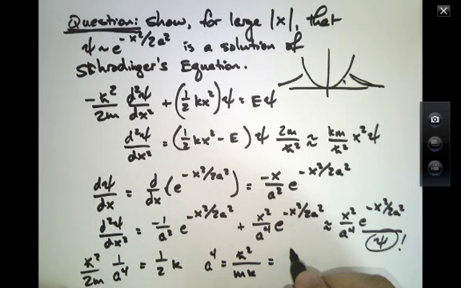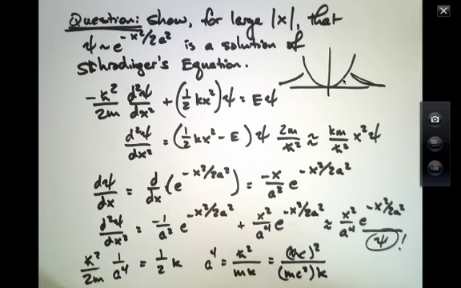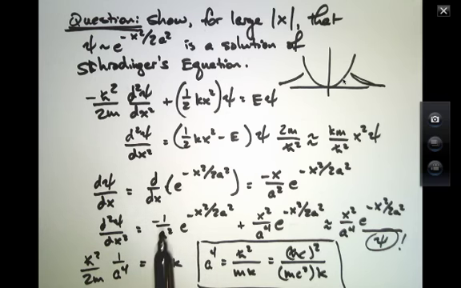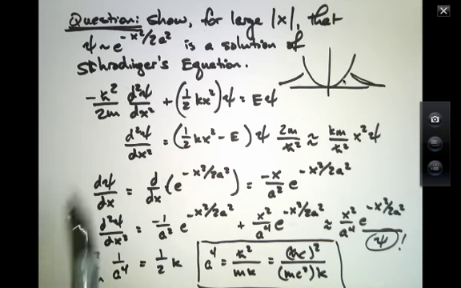And since I don't like to remember what h bar is, I always like to put c's in there as well. So from looking at very large x, we're already able to place a constraint on what this constant a is. That's in the form of the Schrödinger equation here.